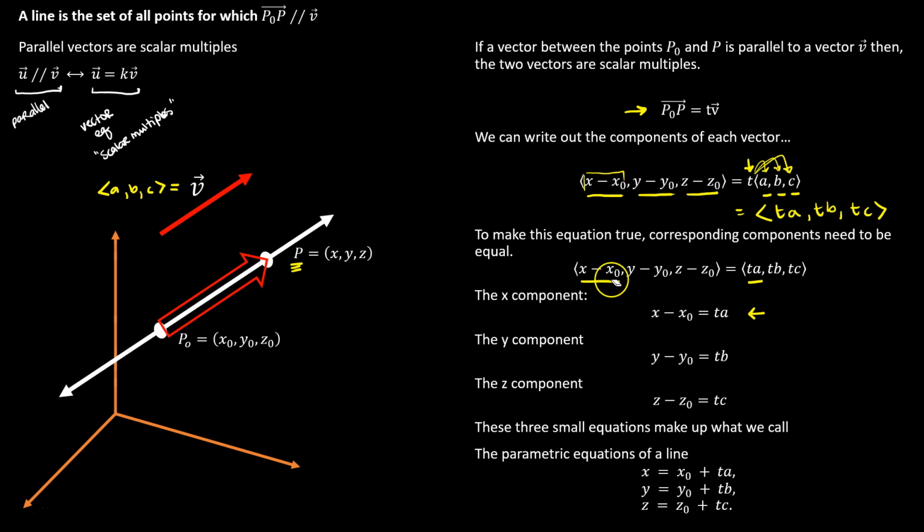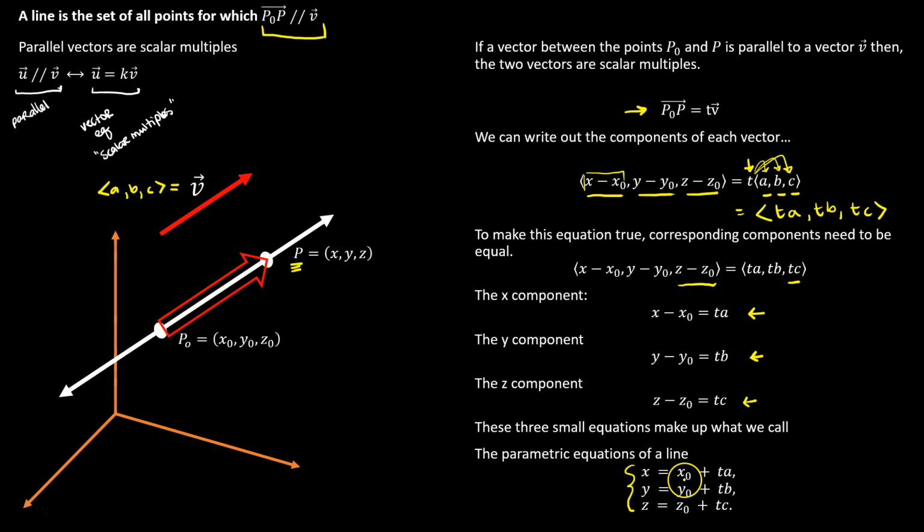I'll repeat this process where I match up the corresponding components and create a little equation. Here's my y component. And then I have one more, my z component. These three equations together make up the set of points that satisfy the original conclusion that P0 to P is parallel to V. So we call these parametric equations of a line.